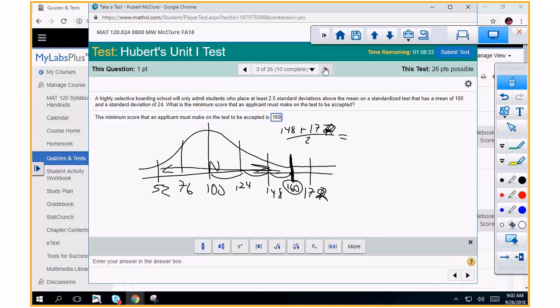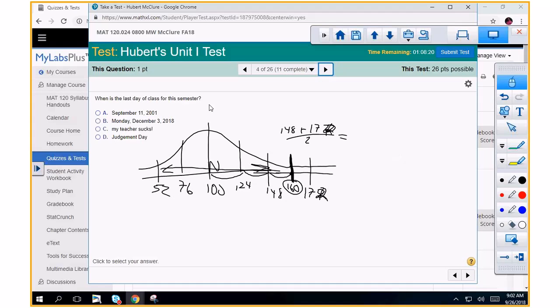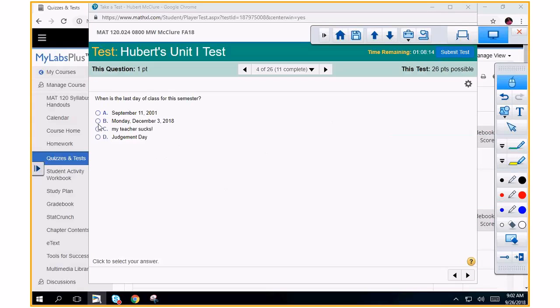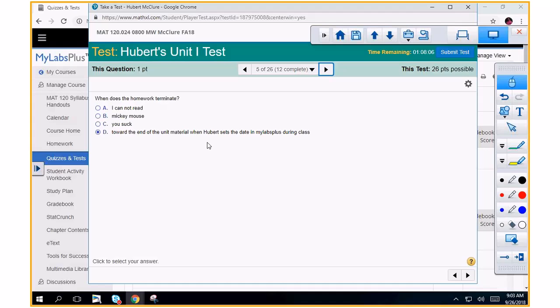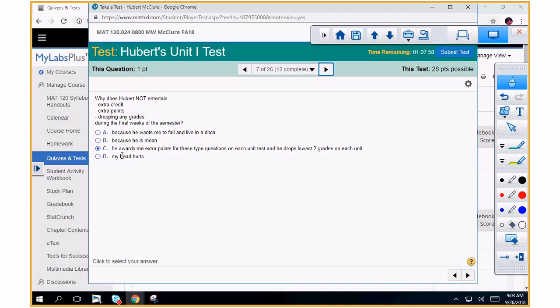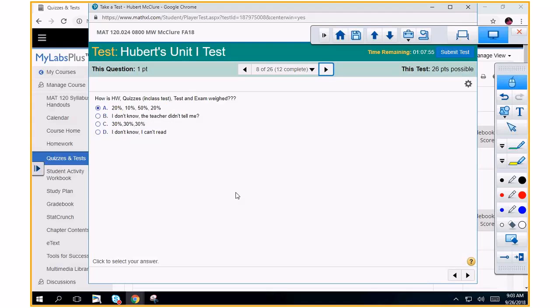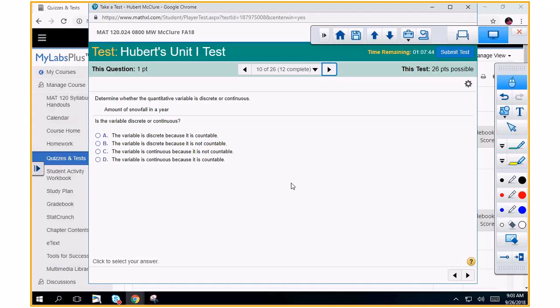Next. When is the last day of this class? I'm offended. It's the only answer that makes sense. When does the homework terminate? Toward the end of the material. We already answered these. He awards me extra points. If you miss a question on the test and believe it's correct, what should you do? Ask Hubert after class.